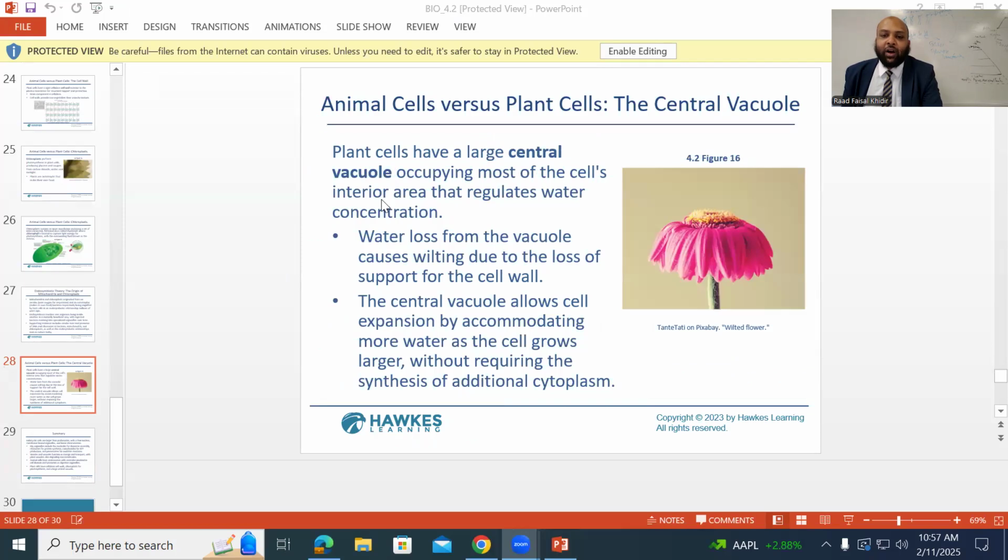Lastly, the central vacuole. Plant cells have a central vacuole occupying most of the cell's interior that regulates water concentration. Water loss from the vacuole causes wilting due to the loss of support for the cell wall. The central vacuole allows cell expansion by accommodating more water as the cell grows larger without requiring the synthesis of additional cytoplasm.